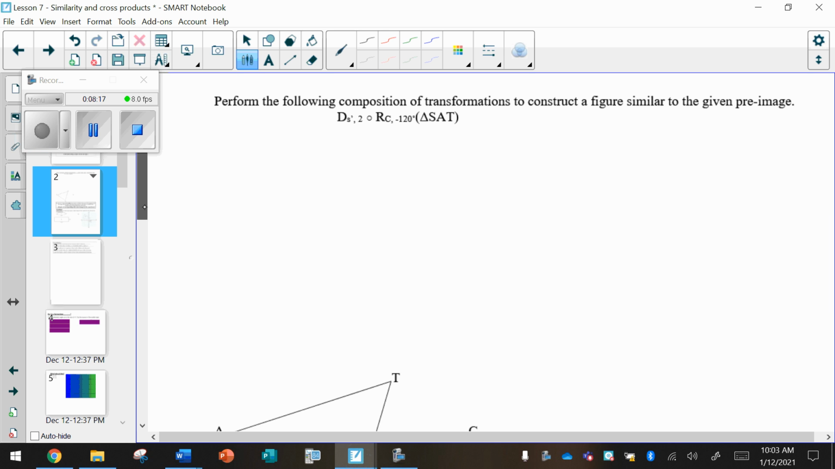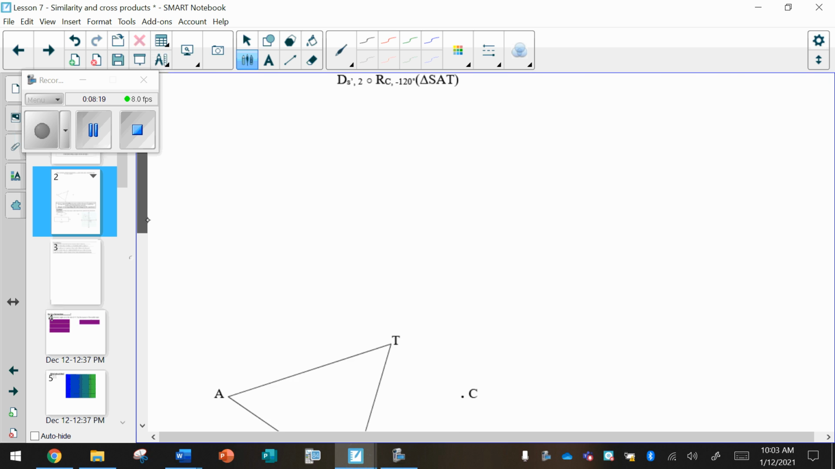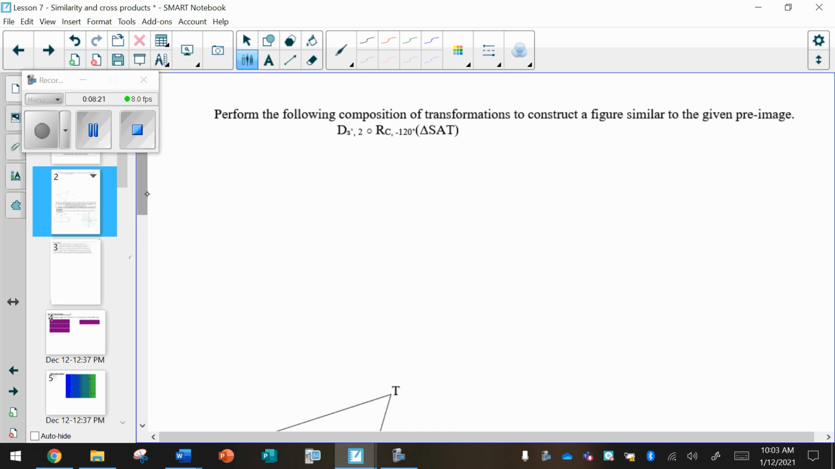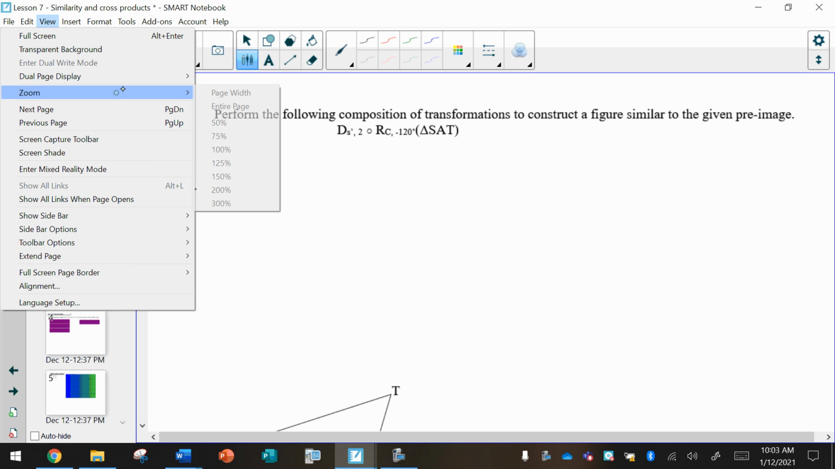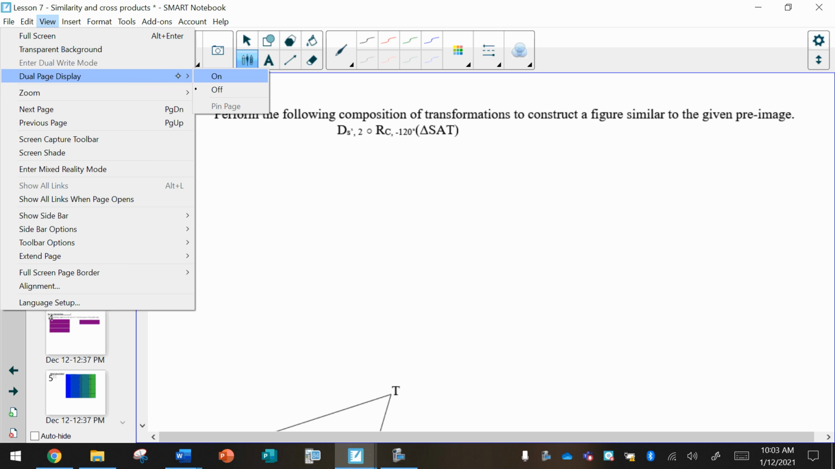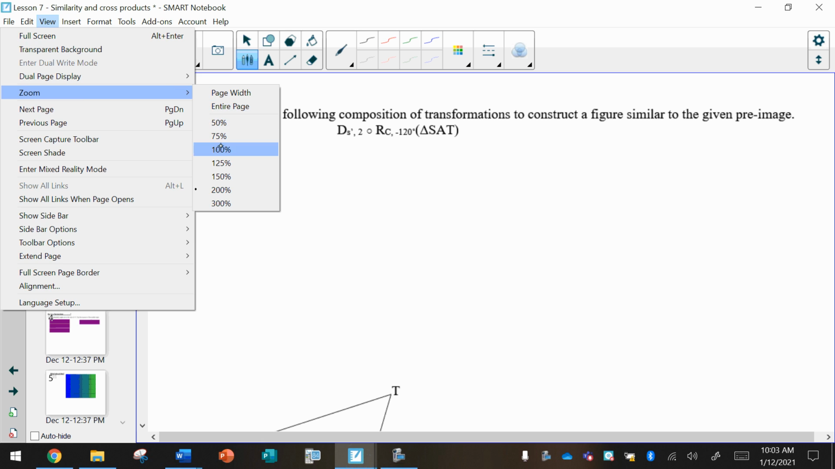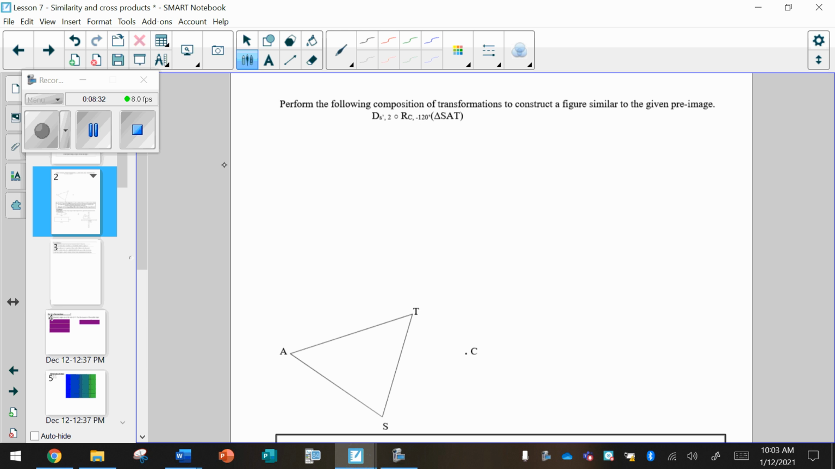All right, so what I want you to do is pause the video, perform the dilation and rotation. Make sure you're doing it in the correct order, which means you will do your rotation first, and then do the dilation. And then turn the video back on, and we will continue.